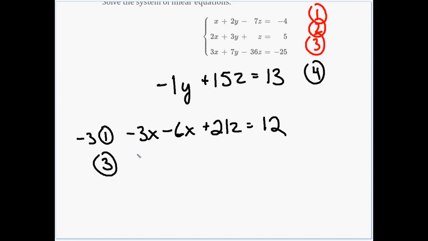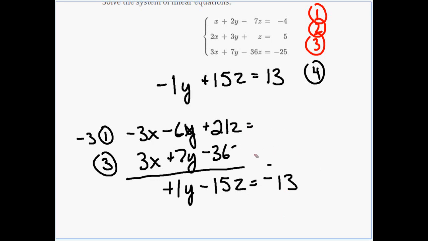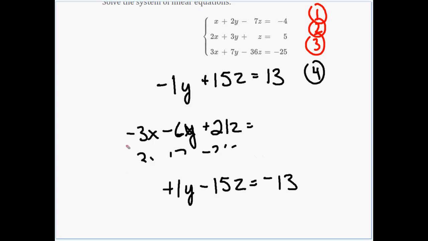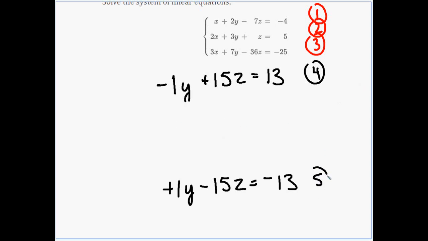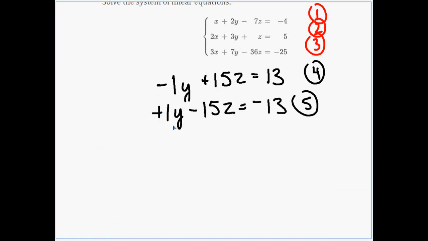Equation 3 is 3x plus 7y minus 36z equals negative 25. So what are we going to get here? Positive, oops, that's supposed to be a y, not an x. We're going to have positive 1y minus 15z equals negative 13. And I'm going to call this equation 5. Bigger eraser, there we go. So this is equation 5. And as I slide it right underneath this one, I see the y and the negative y, so these are ready to add together right now.